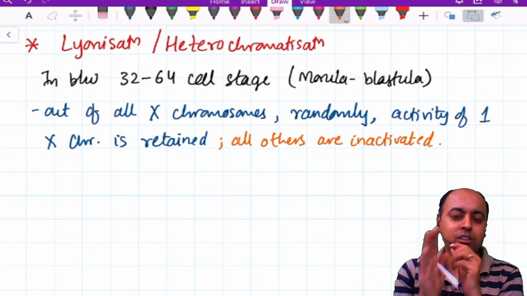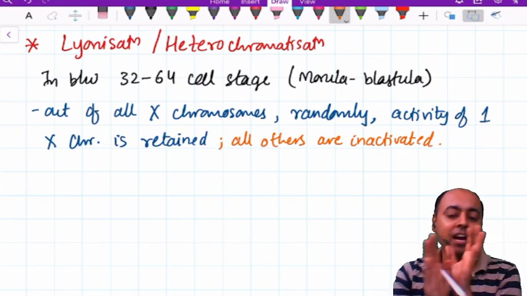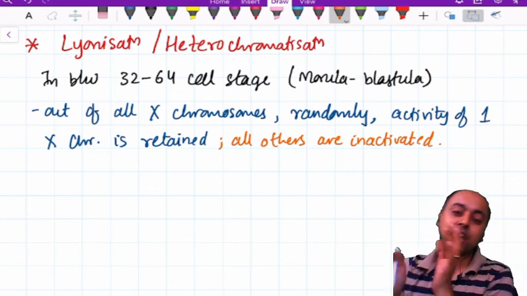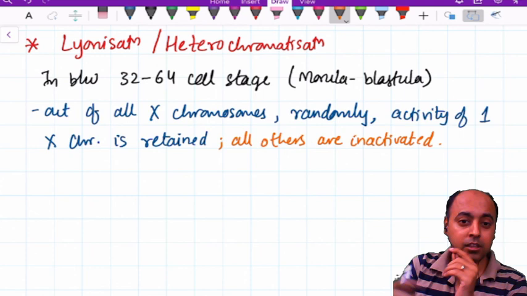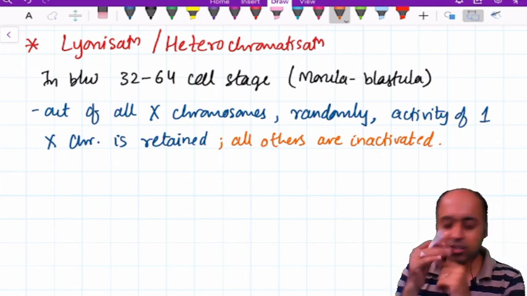That is why if you examine the cells from a female, half of the cells will have the X chromosome inactivated from the father and half of the cells will have the X chromosome inactivated from the mother. The randomization ensures approximately 50-50 inactivation is happening.